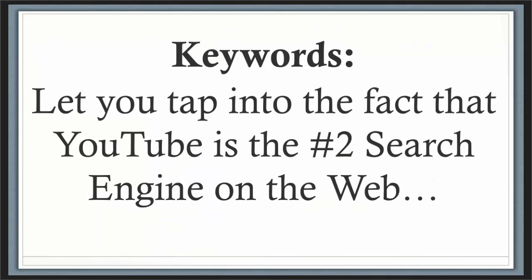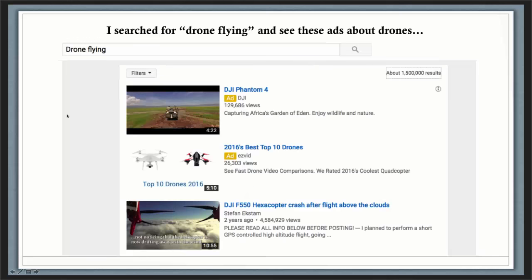Now, the second targeting group that I like so much is keywords. Keywords let you tap into the fact that YouTube is the number 2 search engine on the web behind Google. So there is a ton of search traffic, and the cool thing about the search traffic on here is a lot of these people are searching for solutions to their problem. So right here you can see I searched for drone flying, and these ads pop up. So it's probably just targeted by this keyword, drone.